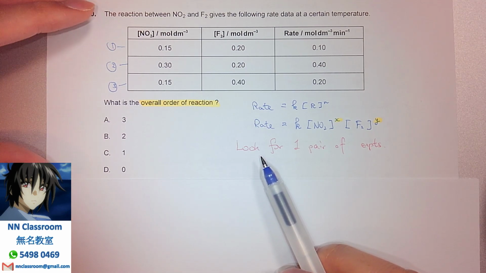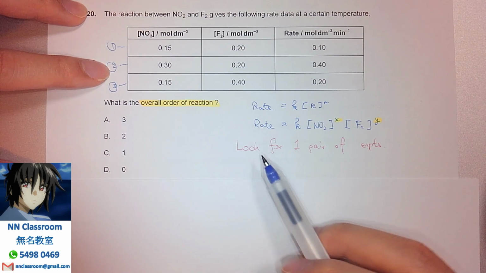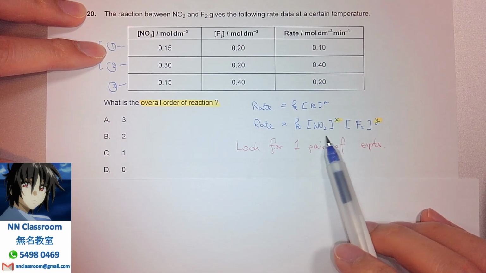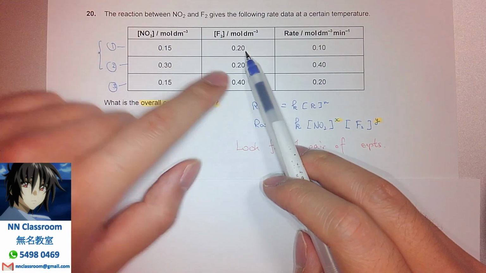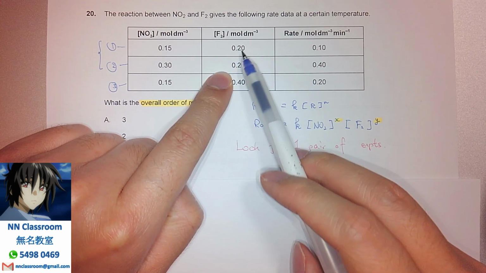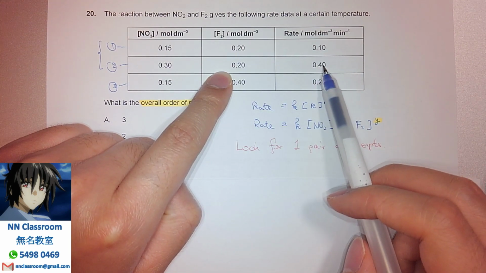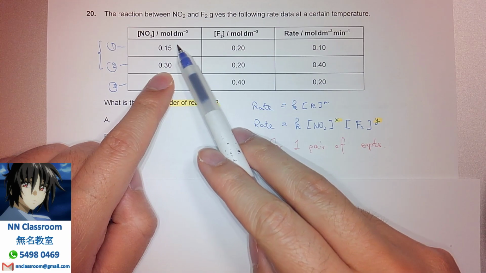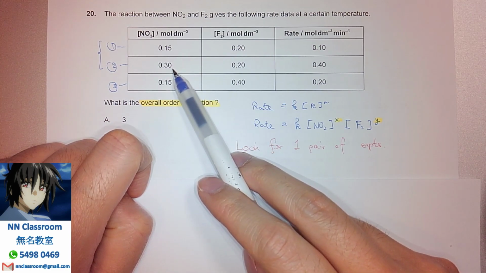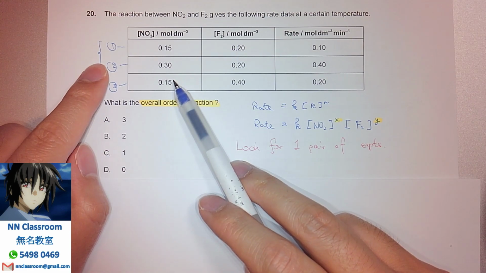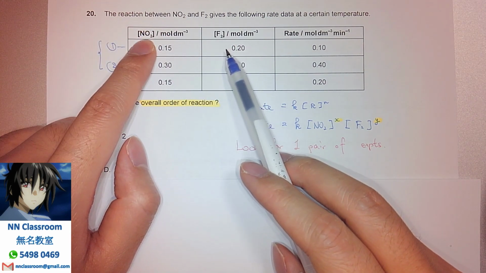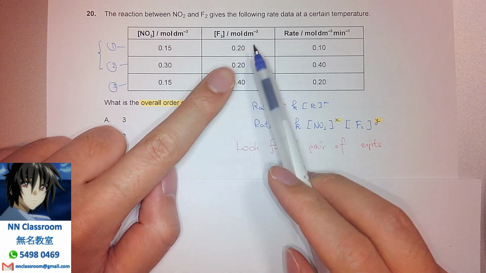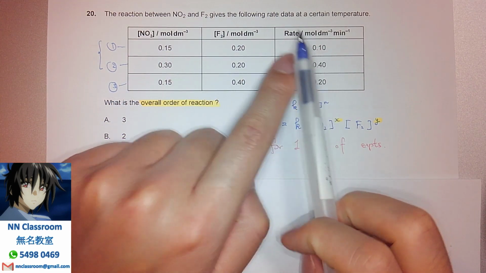In this case, you will realize it is experiment 1 versus 2. If I select these two, I can deduce the order x with respect to NO2. Why? Because fluorine is not participating; its concentration doesn't change. So any change in the rate of reaction must be due to the change in concentration of this only reactant. That's why we can never choose an experimental pair in which both reactants are changing concentration. Otherwise, we cannot conclude whether it is A or B that leads to the change in the rate, or both.